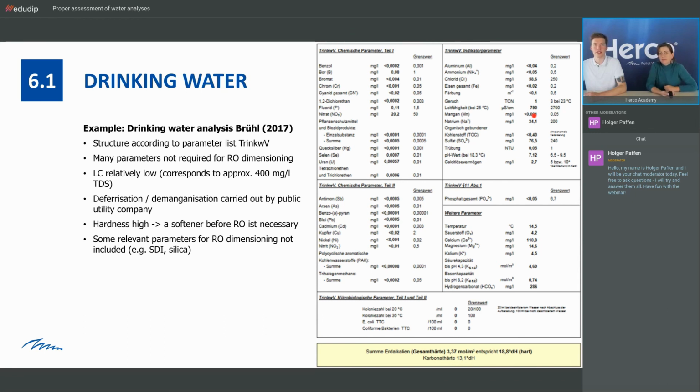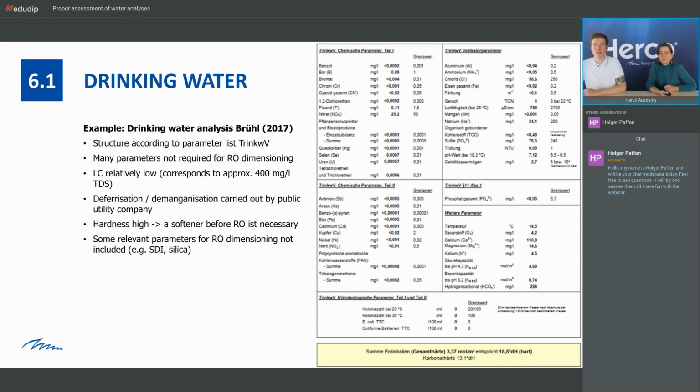To convert it, exactly. So the deferrization or demanganization is already carried out by our public utility companies. So there are no values. I don't see it. They are very low. I think it's here, iron. Yeah, iron and also manganese. I don't know where manganese is. Here, manganese is here. So really low. They already removed it.